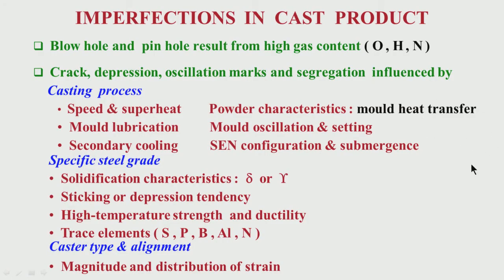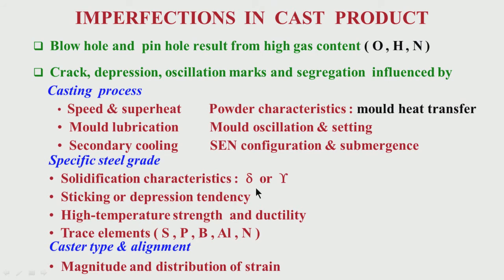Submergence, how much the SEN will be submerged in mold, all these are important, these are part of the casting process. I mean all these will determine how much there will be oscillation, how much there will be turbulence in the mold, these are all important. What is the heat transfer, all these are important. So, casting process is important, I have told caster type and alignment is important, then I have told specific steel grade is important. Why this is important?